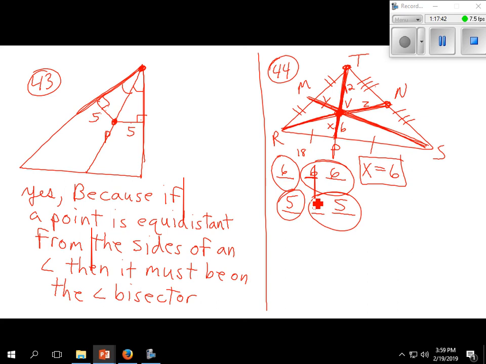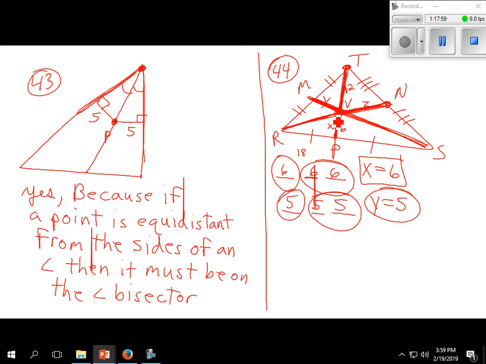The longer part's going to be those two together, which is 10. They wanted this part right here. No, I'm sorry, I'm on the wrong one. They wanted this part right here. So they wanted the shorter part, so y equals 5.